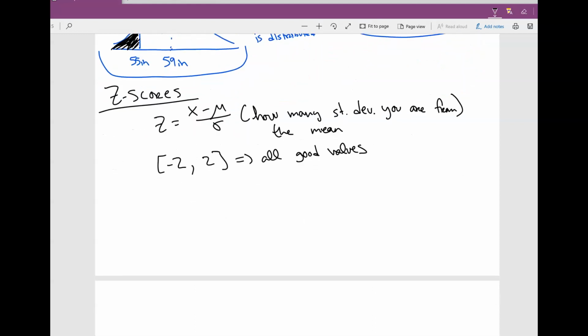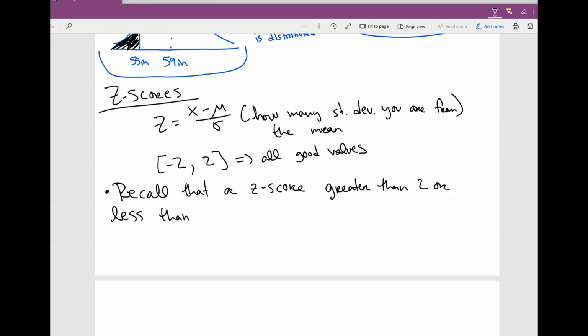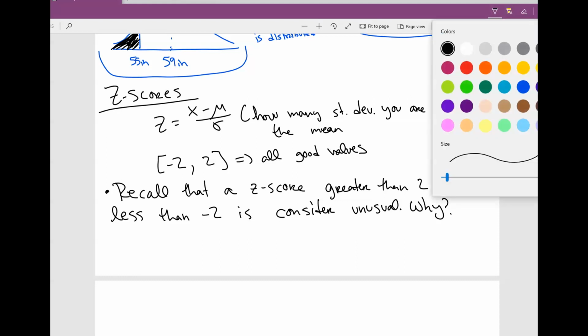Let me just go ahead and write it down. Recall that a z-score greater than 2 or less than -2 is considered unusual. So that's what we said, and what we want to figure out is why that was the case. Before we just took it as a given, but we want to know why that really is.